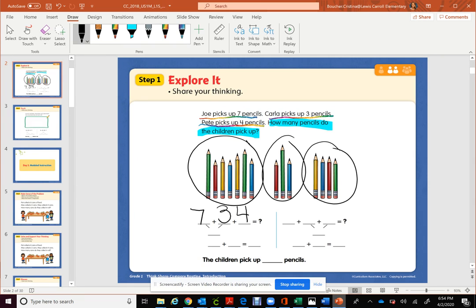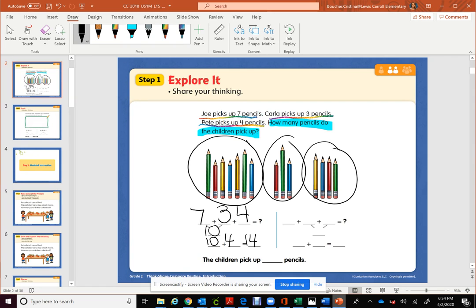Do you see 2 numbers that are easiest to add first? Me too. If you saw making a 10, you're right. 7 and 3 makes 10. So I'm going to bring this 10 down. And that's right, we still have the 4 to add. We have to add Pete's group of pencils still. And adding anything to 10 is super easy. 10 plus 4 equals 14.